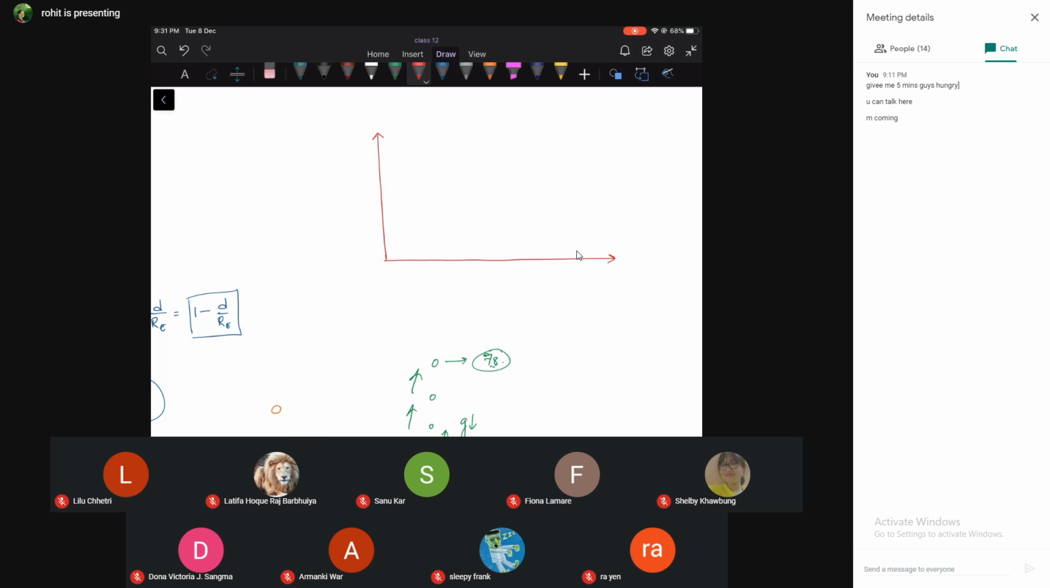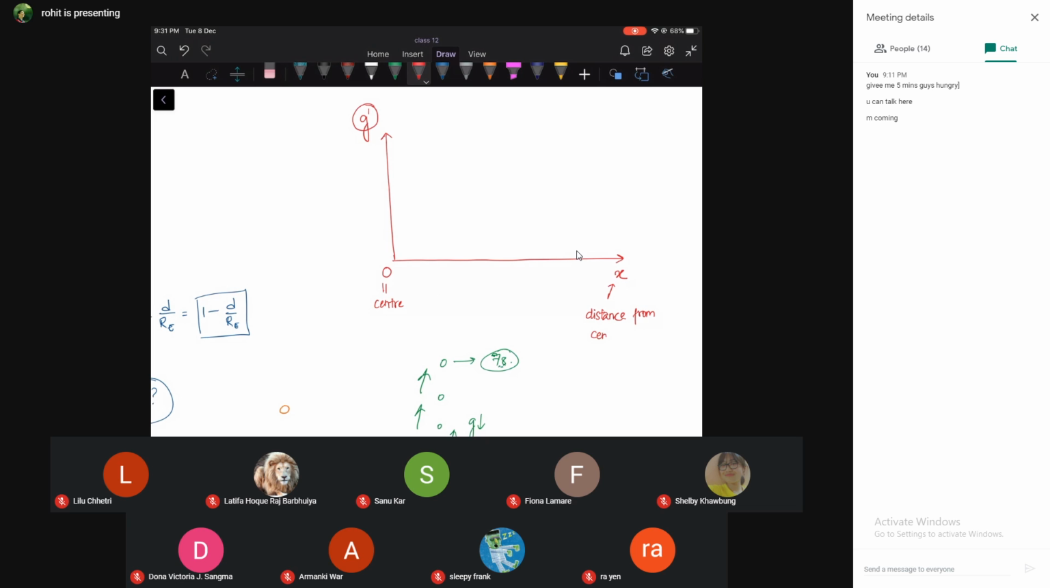So look at this graph. This is x, and I'll show you in a while what x is, and this is g, or let's say g'. x = 0 means we are at the center. This x represents the distance from the center. If the distance from the center is 0 meters, that means you are at the center. Our graph will start from here.